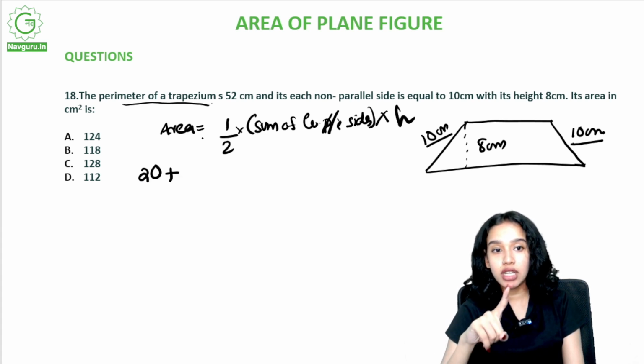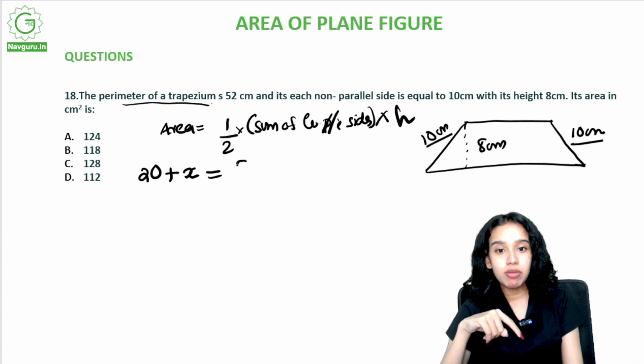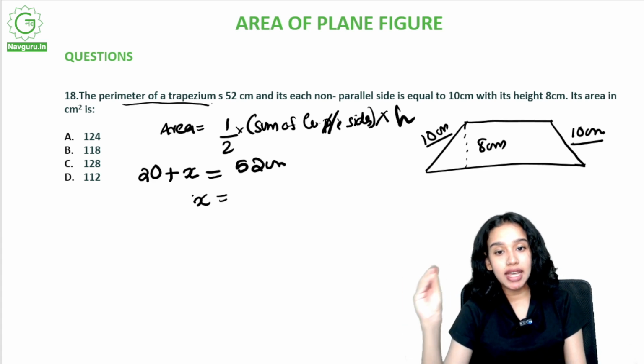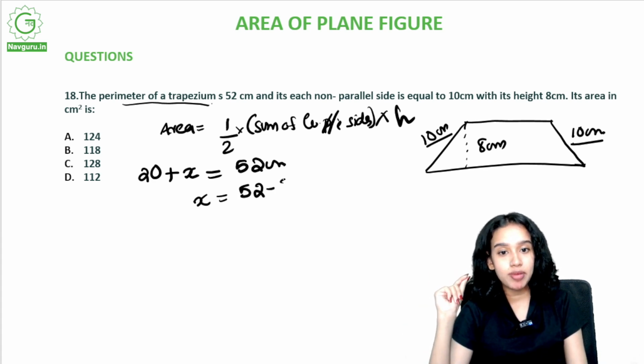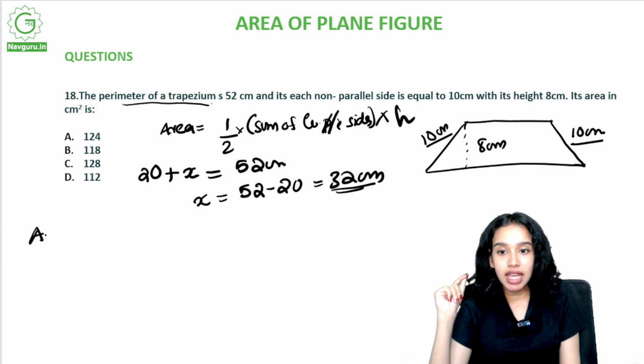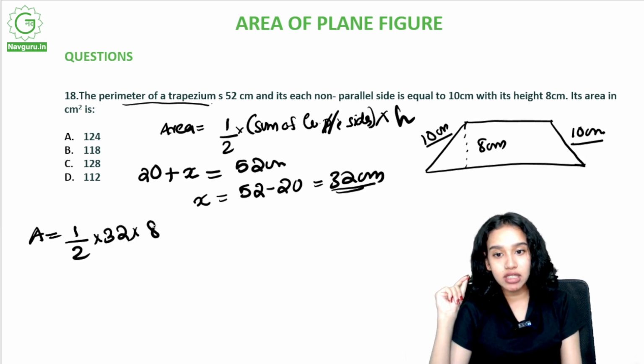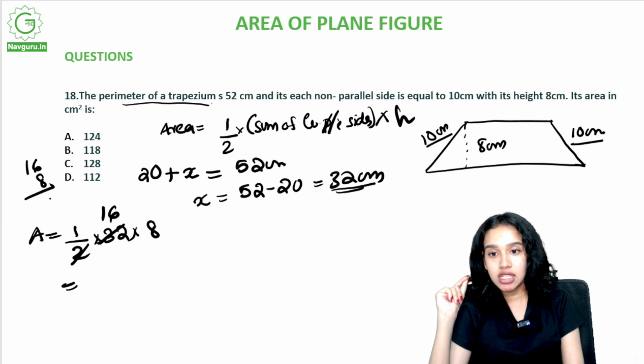If the sum of the lengths of the parallel sides is x, the perimeter is 52 centimeters, right? So x would be equal to 52 minus 20, that is equal to 32 centimeters. Now what is the area? Area is equal to half into sum of parallel sides, 32, into height, 8. So we could cancel this out. 1 2 is 2, and 6 2 is 12. Now 16 into 8: 6 8s are 48, 1 8 is 8, 8 plus 4 is 12. So the answer is 128 centimeters square.